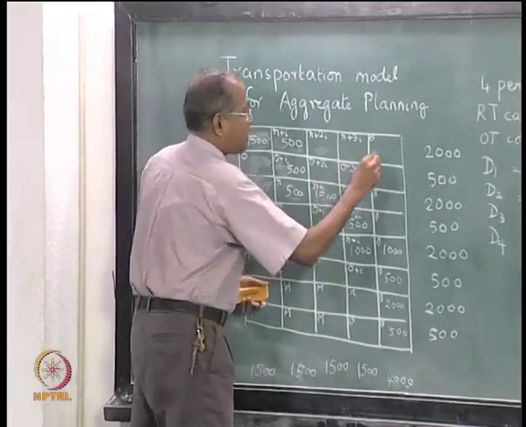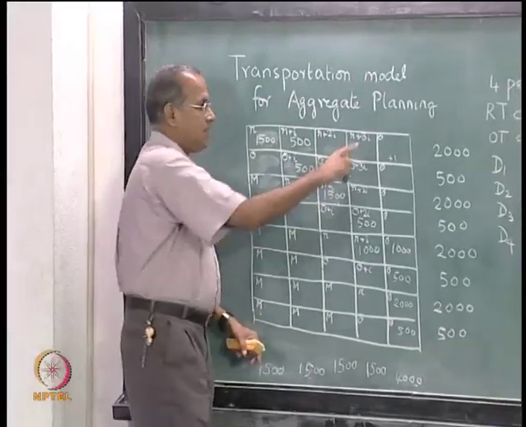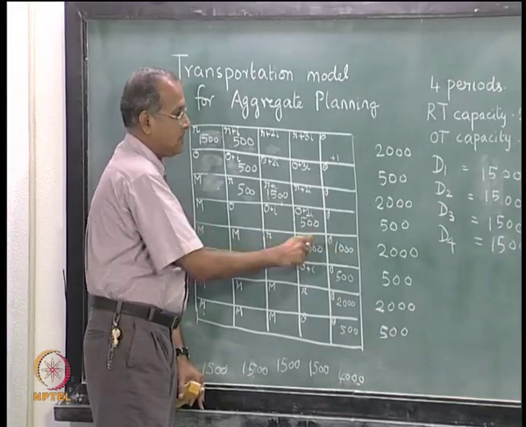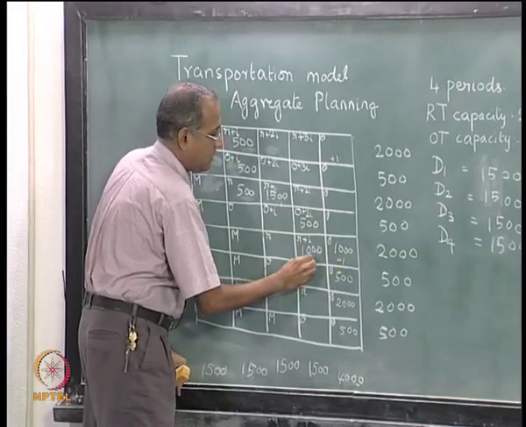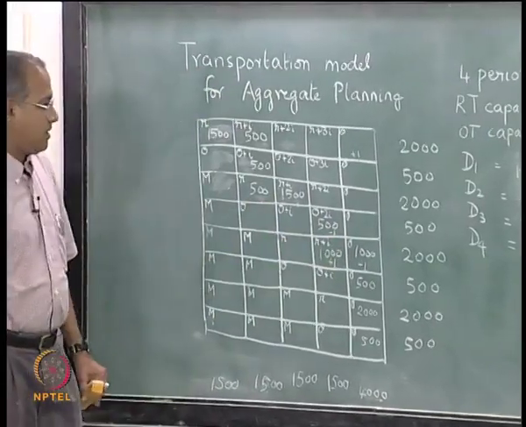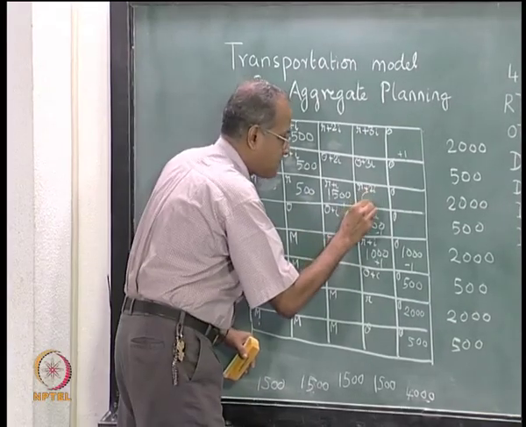But let us try and put a plus 1 here. Now, what happens? I add a 0, I subtract a 0. So, this will become a minus 1 here, a plus 1 here, and a minus 1 here. Now, because of degeneracy I will not be able to proceed. So, I have to put an epsilon here.